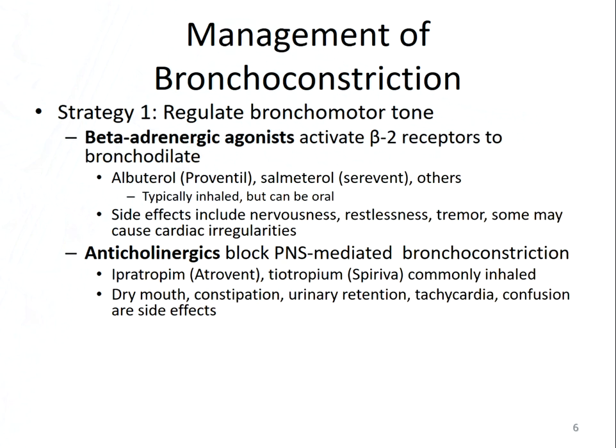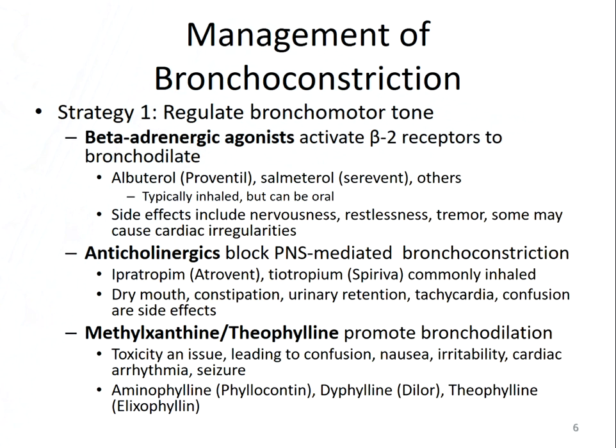The other strategy would be to block the cholinergic activity, so to block the PNS-mediated bronchoconstriction. So Atrovent and Spiriva are the two drugs that are probably the most common. They are inhaled. Dry mouth, constipation, urinary retention, and tachycardia are some of the side effects for that.